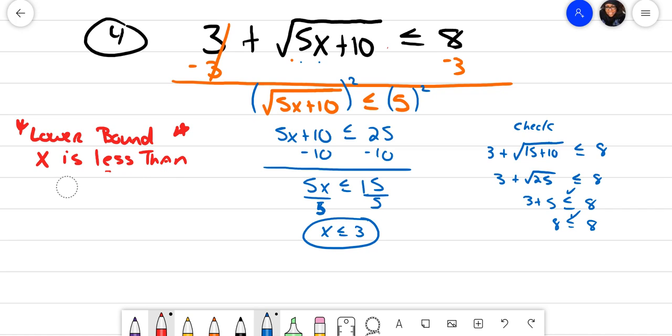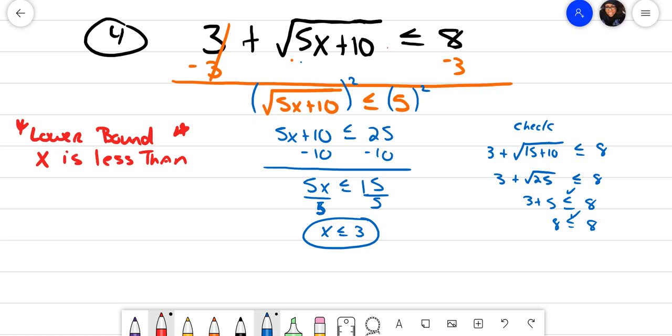And the reason for this is because if we leave this answer like this, it says x is less than or equal to 3. That means that according to this answer I just got here, I could put negative 20 into here and it would be okay. So that would be 5 times negative 20 plus 10. And I would end up with the square root of a negative 90. And we know that that's not a real number. So this is the reason we need to establish this lower bound.